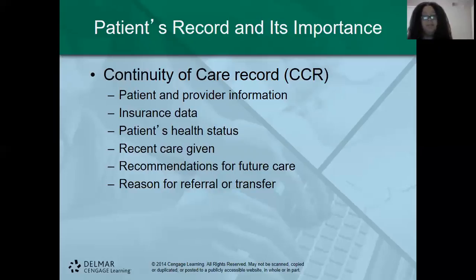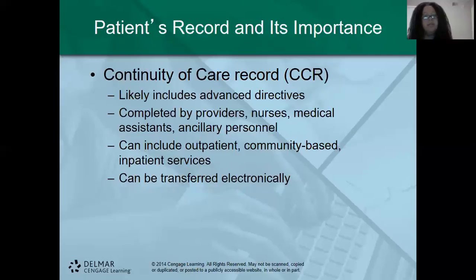That's just plain and simple. And when you're dealing with the older population, just know that it likely includes advanced directives, a living will, things of that nature. It's completed by providers, nurses, MAs, and ancillary personnel. Anyone can fill out an advance directive. You just have to have a witness to sign it. It can include outpatient, community-based, and inpatient services, and it can be transferred among providers electronically.